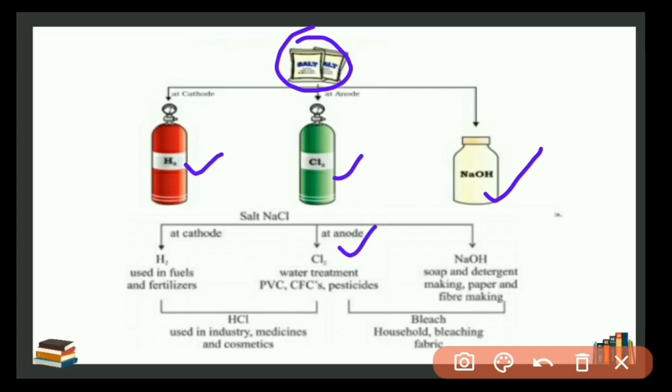It deposits at the cathode. So we can easily understand the formation of sodium hydroxide by the chloralkali process.